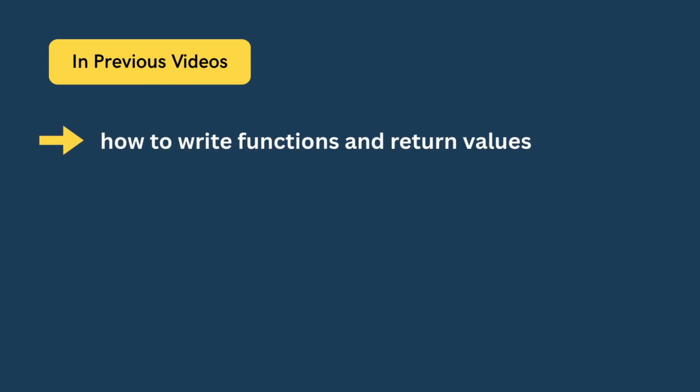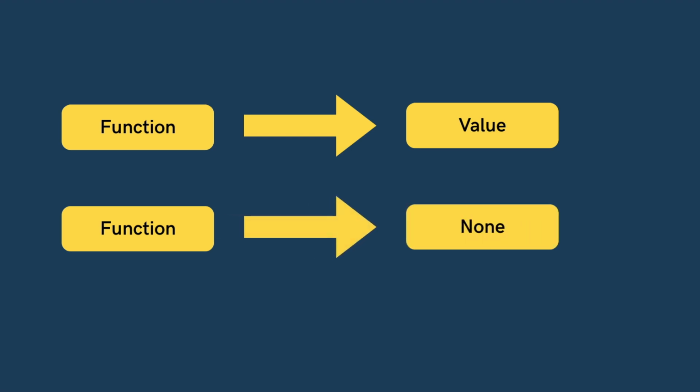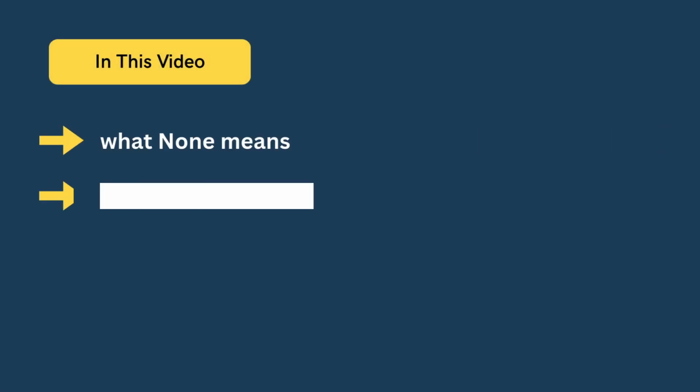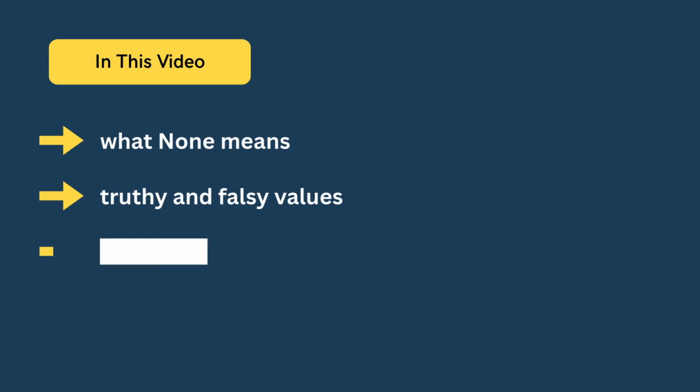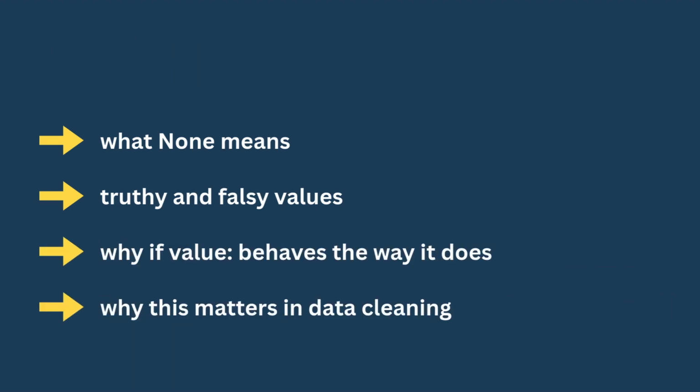In the last videos, we learned how to write functions and return values. While writing functions, you may have noticed one thing. Sometimes a function returns a value, sometimes it seems to return nothing. That nothing is not an error, it is a real concept in Python. In this video, we will understand what None means, truthy and falsy values, why if value behaves the way it does, and why this matters in data cleaning.